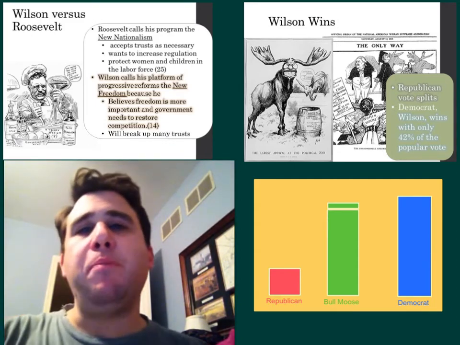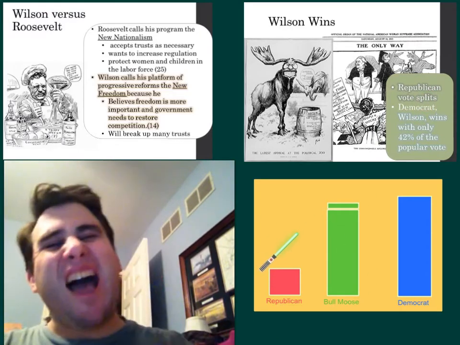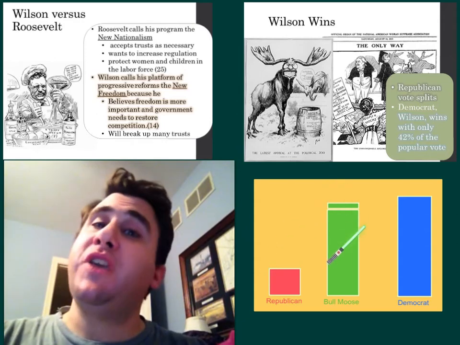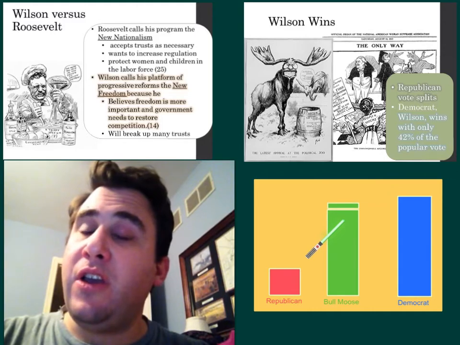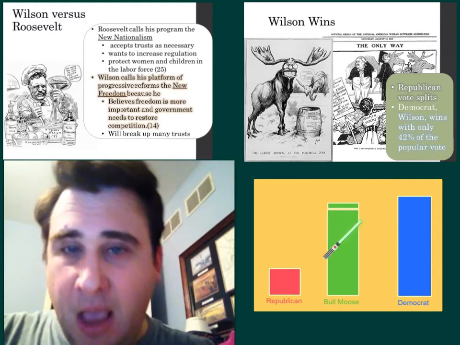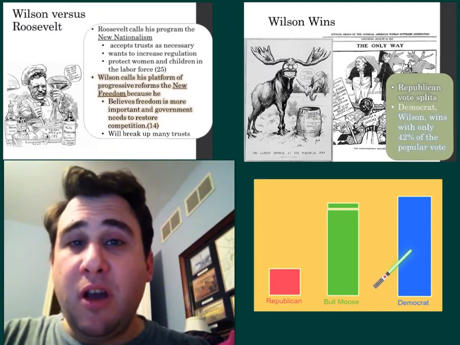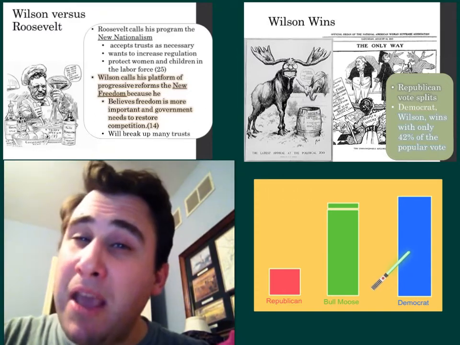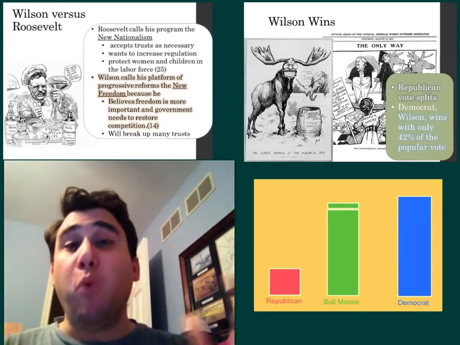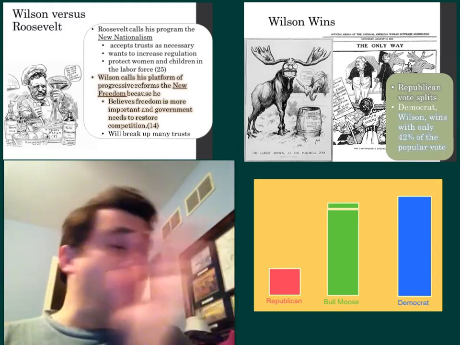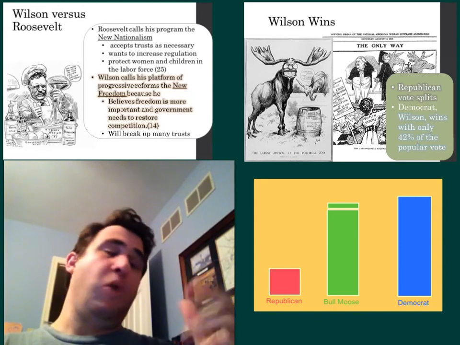But because the Republican vote splits, and you can see that in this chart here, not enough Republicans are going to go with Teddy Roosevelt, and not enough Democrats are going to go with Teddy Roosevelt for him to win. Woodrow Wilson is going to win the popular vote of only 42%. That's still going to be enough to make him President of the United States. But that still means that more than half of our country didn't want this guy.